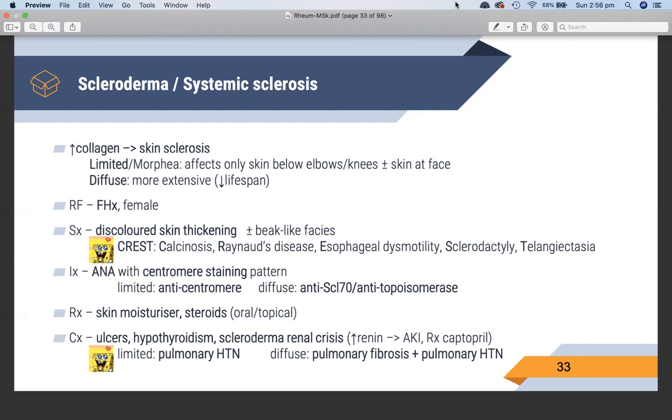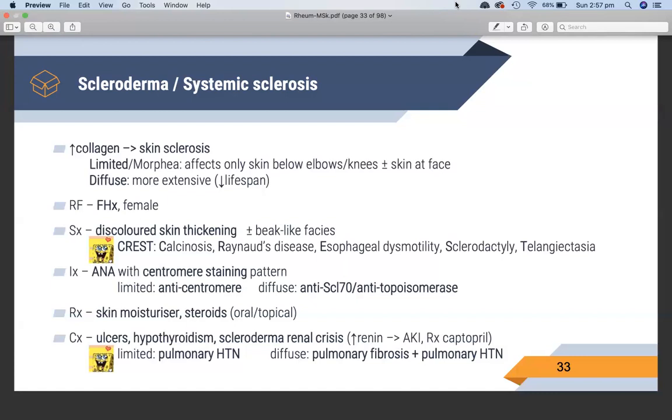And what you're looking for, as I mentioned, CREST, know this mnemonic off by heart: calcinosis, Raynaud's disease, and note that it's disease because it's secondary rather than primary, esophageal dysmotility, sclerodactyly, and telangiectasia, which is typically on the face. And obviously we get, I don't know if I should call it a rash, but that skin discoloration and thickening. And beak-like facies, that's a buzzword, but that sometimes comes up.